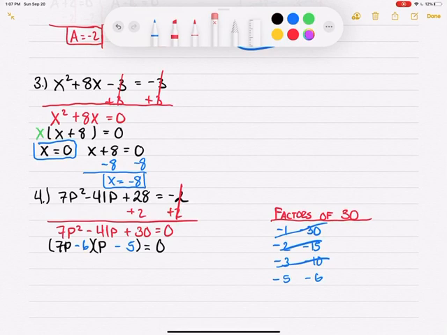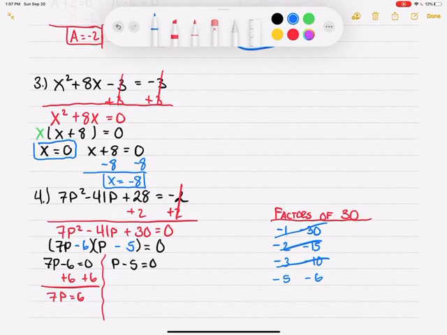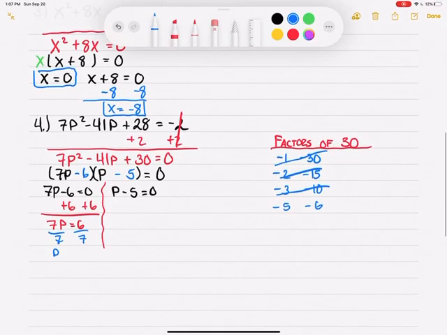Now that I have my factors, again, I'm going to break them apart and set them both equal to 0. 7p minus 6 equals 0, and p minus 5 equals 0. And then I'll solve. To start off, I'm going to add 6 to both sides in the first equation. 7p equals 6. Then I'm going to divide both sides by 7 to get p equals 6 over 7 as my first answer. In the second equation, all I have to do is add 5 to both sides, and I see that p equals 5. And these are my two answers.